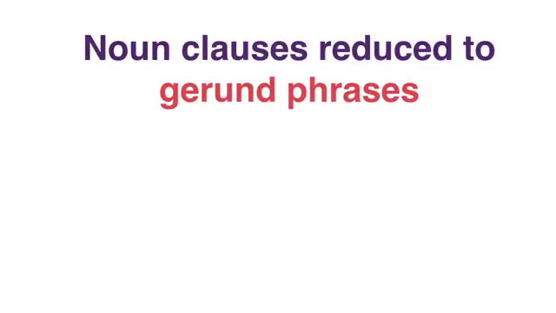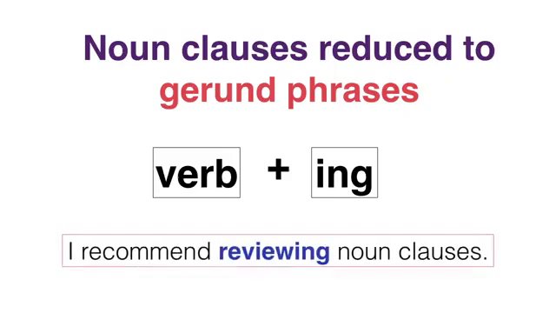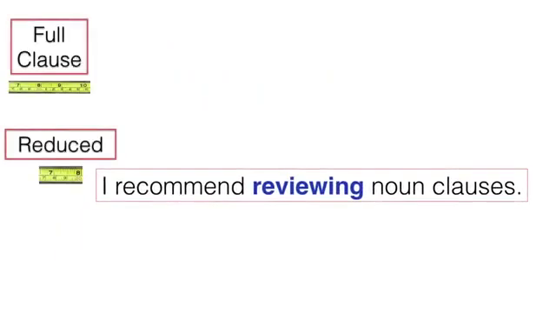What is a gerund? Do you remember? A gerund is simply a verb with ing that acts as a noun. For example, reviewing is a gerund. I recommend reviewing noun clauses. Actually, this is an example of a noun clause which has been reduced to a gerund phrase.